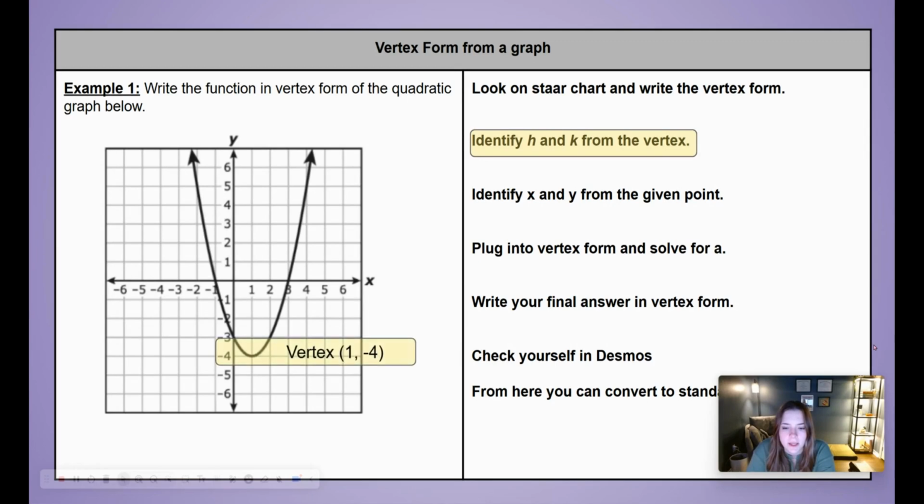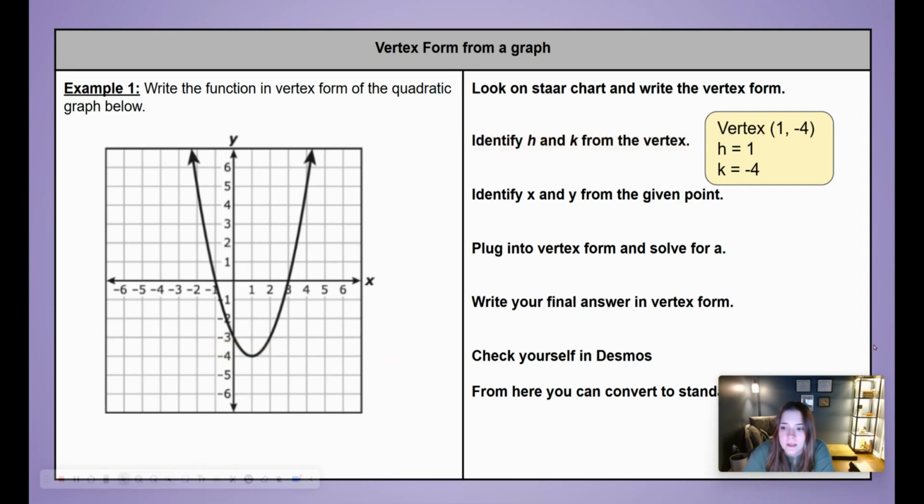Well, how do we find h and k? We find them with the vertex. Remember, the vertex is the topmost point or the lowest point, right? The very tip of that curve is your vertex. And right now our vertex is at 1, -4, because we go right 1 and down 4. So your h and your k are 1 and -4. Okay, so it's important. We're going to write that down and keep it there. It's giving us steps, right? So we're going to keep on moving.